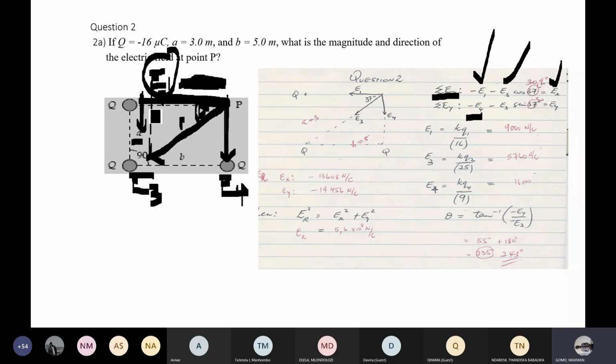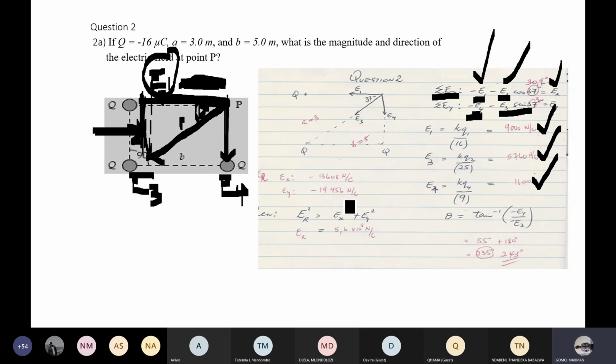Then the second one is the vertical component of E3, this one over there, which is facing down. And we said it's called E3 sine theta. So that's why you see here them writing minus E3 sine theta. And then you need to find the value of E1, the value of E3, the value of E4. When they calculated, they found that the value of E1 was this, the value of E2 was this, and then the value of E4 was that. Then you substitute these values here for you to be able to find your EY and your EX.